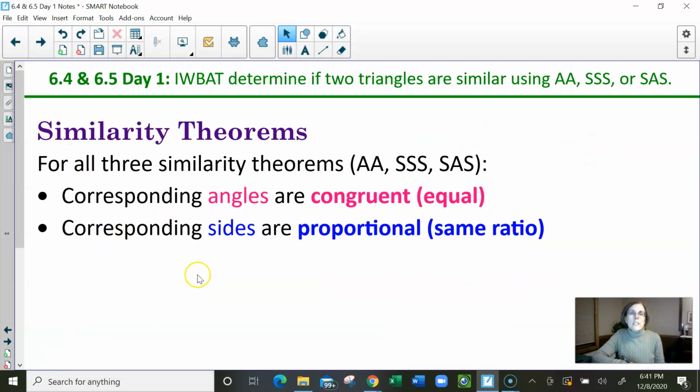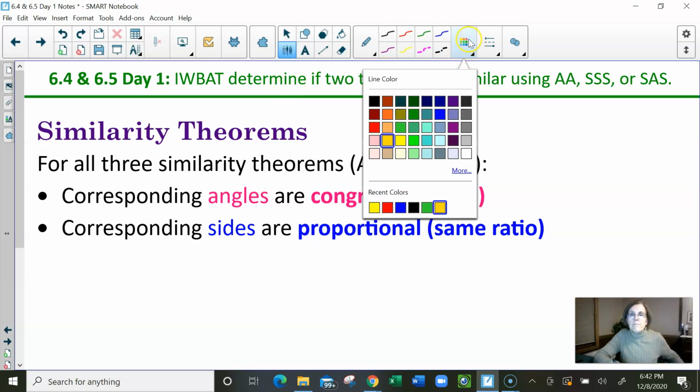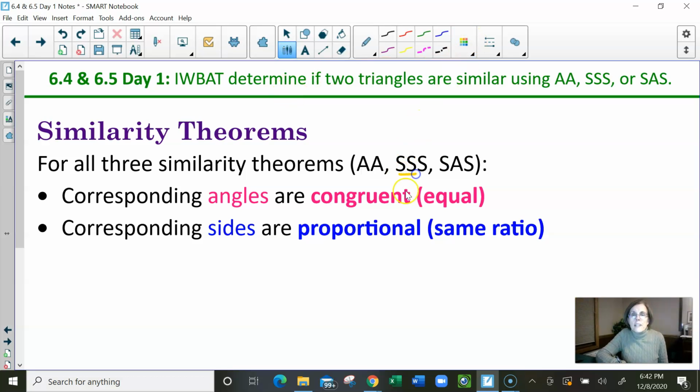For all three similarity theorems, the corresponding angles are congruent. They're equal in measure. The corresponding sides are proportional, the same ratio. You do need to show that anytime you're dealing with something that has sides. So if you're doing side side side, or side angle side, you need to be able to show that those sides have the same ratio. So you'd actually need to write it down and show that.